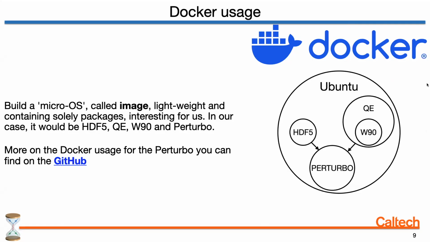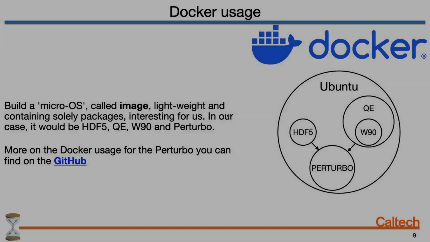So basically, what is it? If people don't work a lot with this system, Docker builds a micro OS, called an image, which is lightweight and contains solely the packages you need to work with. For example, in our case, it's a very small Ubuntu, and inside of it, it has HDF5, QE, Wannier90, and Perturbo packages. More on the Docker usage you can find on the GitHub of our workshop.